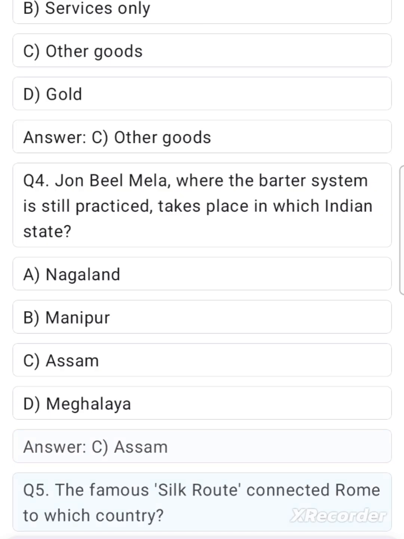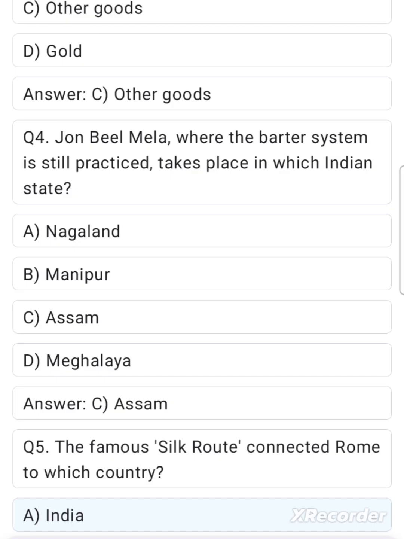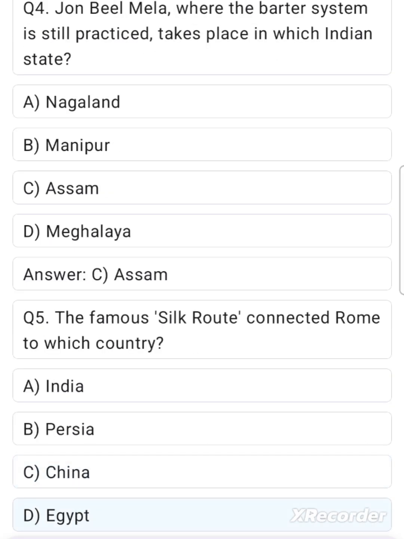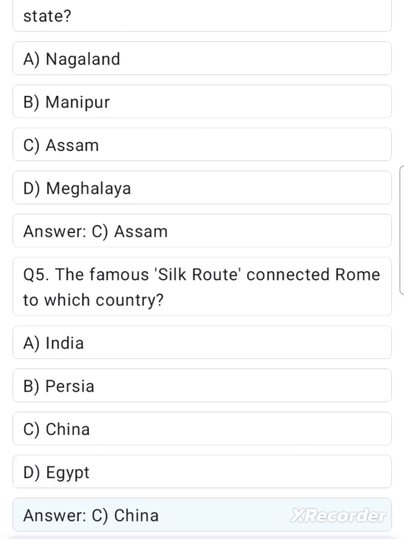Assam. Q5. The famous Silk Route connected Rome to which country? A. India. B. Persia. C. China. D. Egypt. Answer. C.